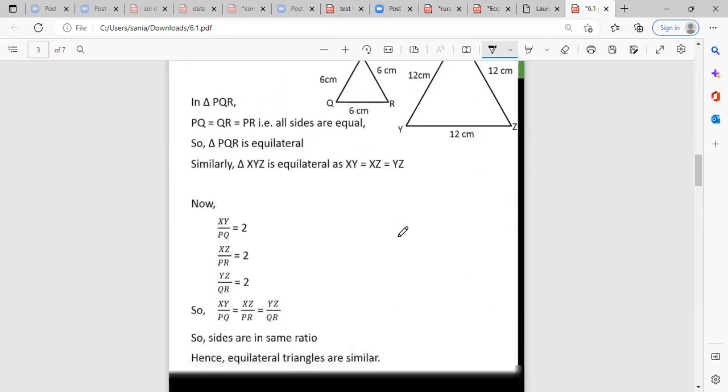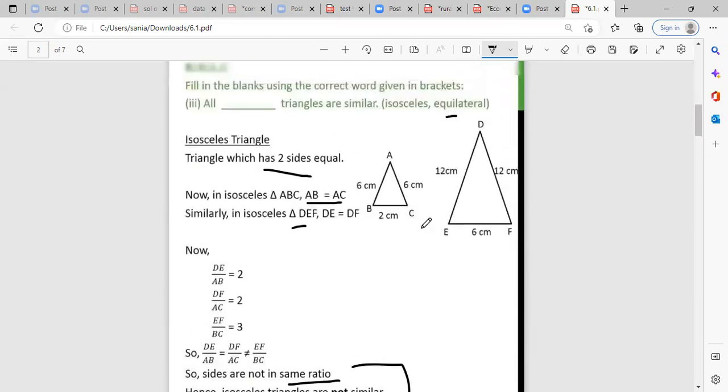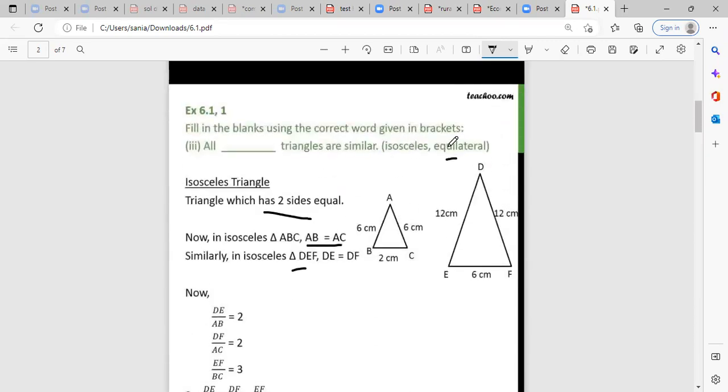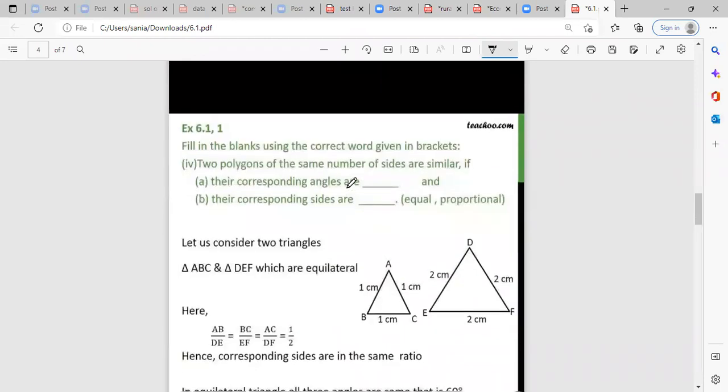Equilateral triangle, right? So you can say that, ma'am, equilateral triangles are similar, because in an isosceles triangle, two sides will be equal, but not all sides, right? So that's why they are not similar. Only equilateral triangles are similar, right? Okay. Now the next one is this.